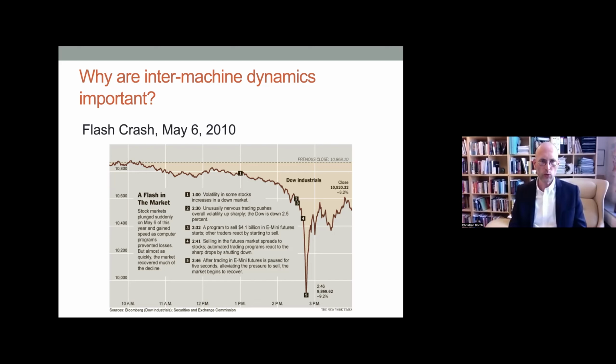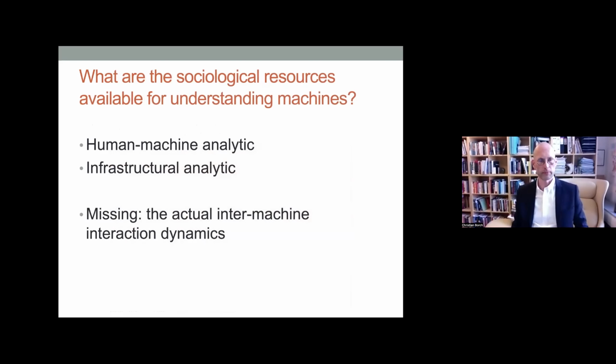So how then to approach these kinds of phenomena sociologically? I think that if we're looking at how sociology has traditionally understood machines, then it's possible to single out two major approaches. One is what I call the human-machine analytic, and the other is what I refer to as the infrastructural analytic. And each of these are more or less self-explanatory in terms of the titles that they have here.